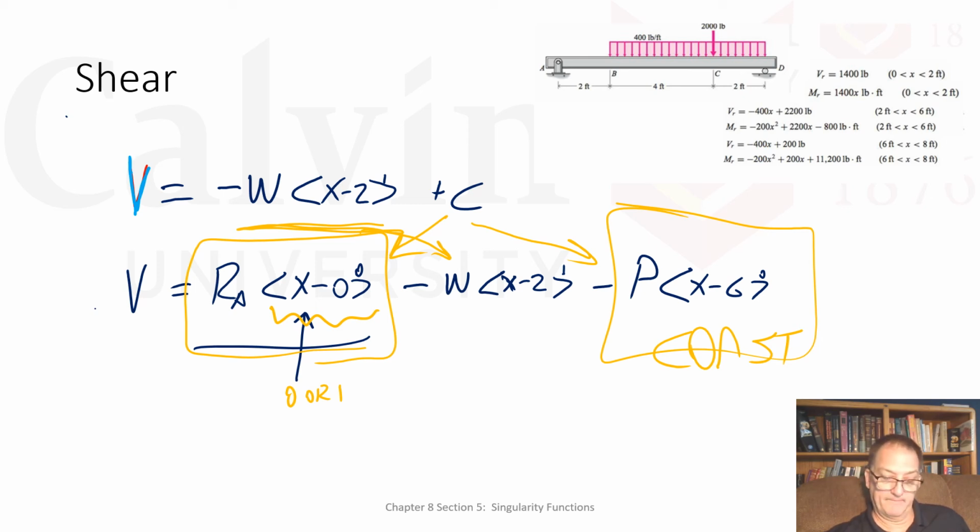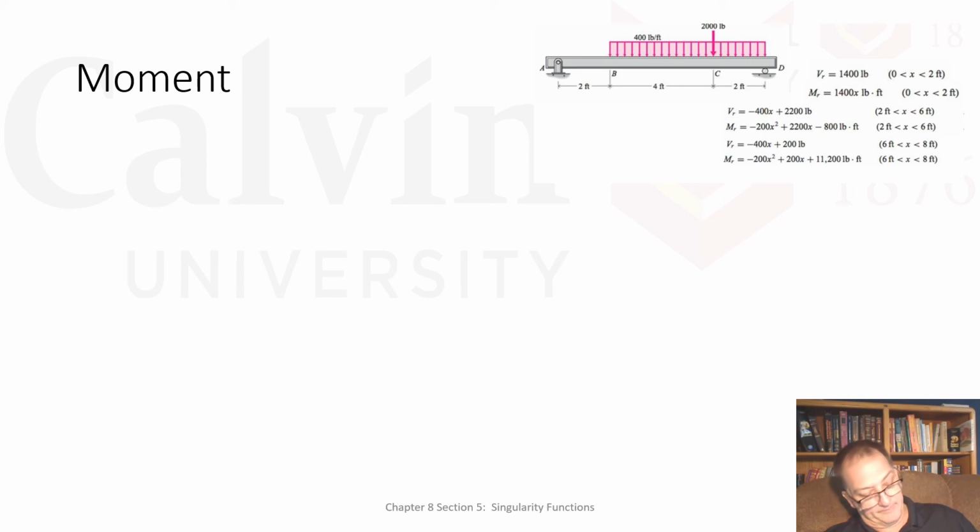Let's keep going. I want to write my moment equation. My moment equation is equal to, well, you got to kind of remember what we had. It's RA times the singularity function. I had x minus 0 raised to the 0th power. Well, I integrate that one, and I get x minus 0 to the first power, and then I would actually have an exponent here, right? But we don't need to put the 1 there. That would just be silly.